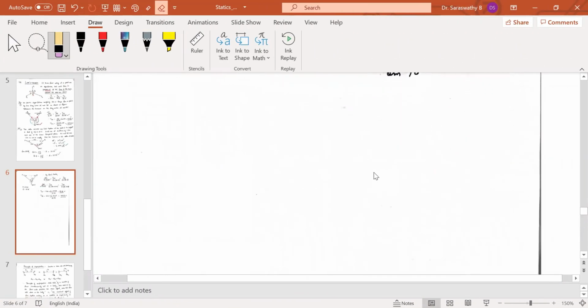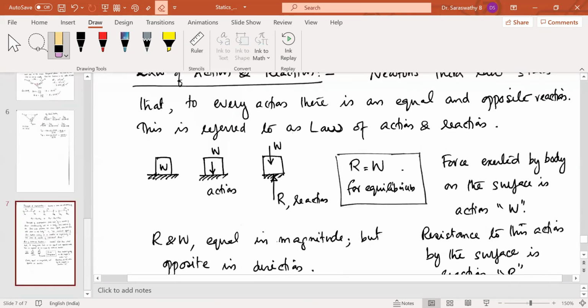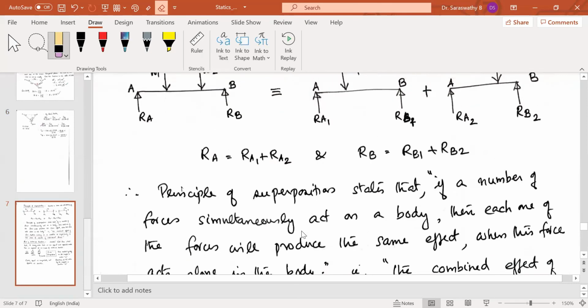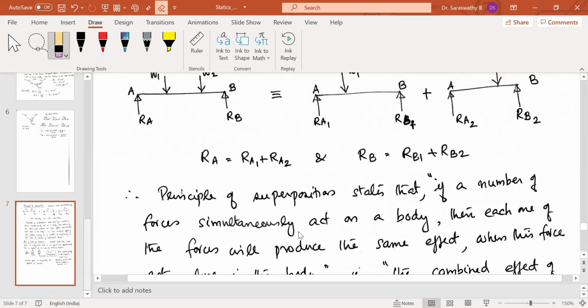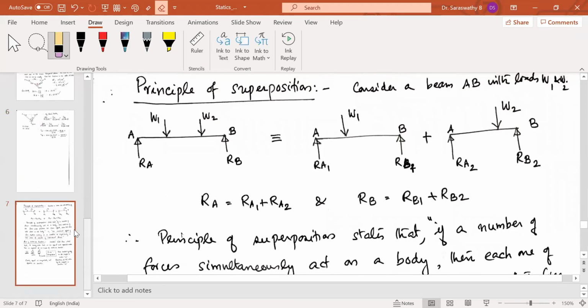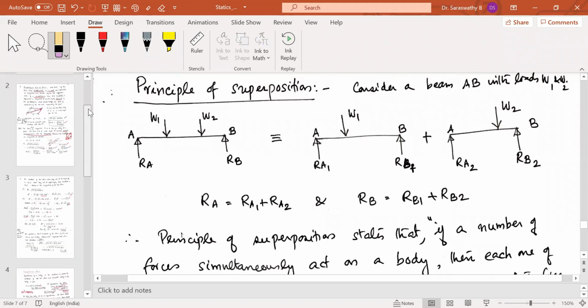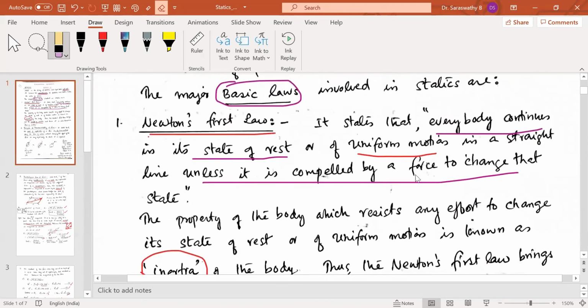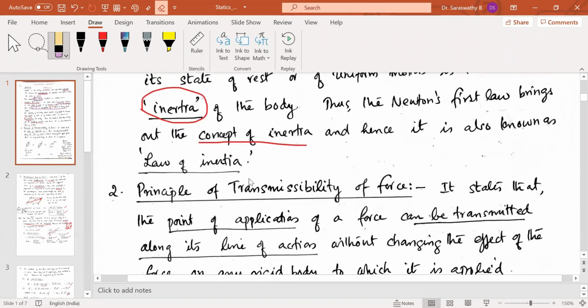Now, these are the three basic laws which we are going to use in statics: the parallelogram law, Lami's theorem, and the triangle law of forces. Now, coming to certain principles which you have to commonly employ in statics. The first one is the principle of transmissibility.